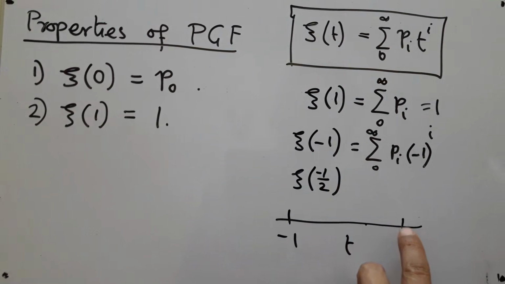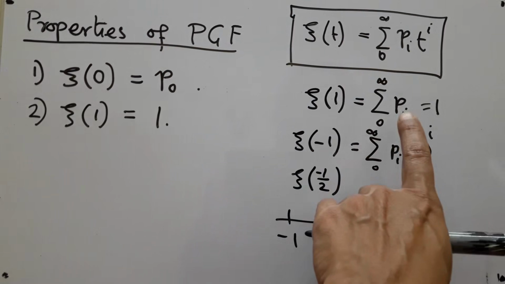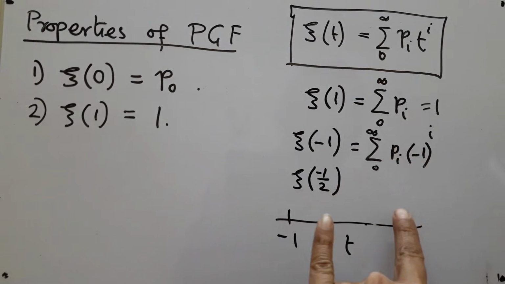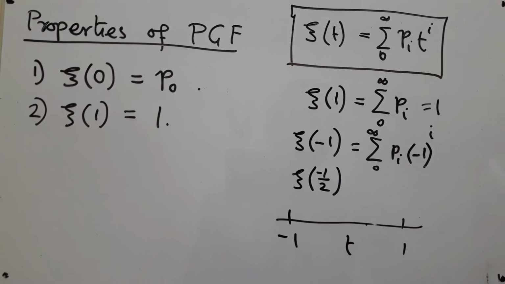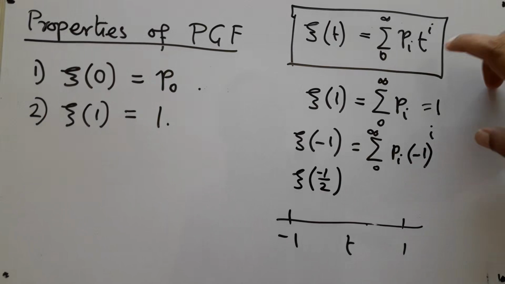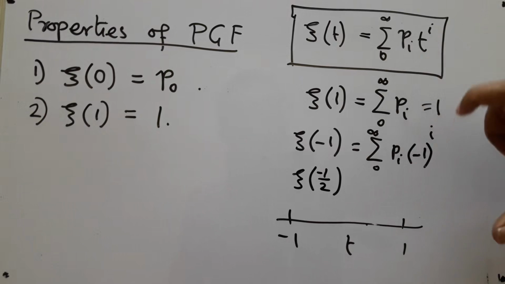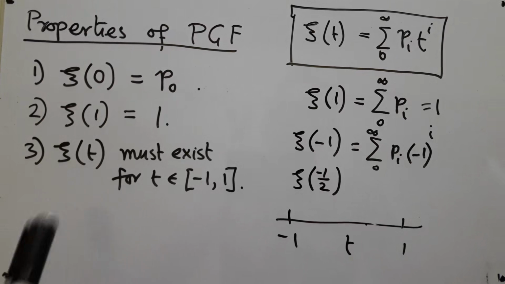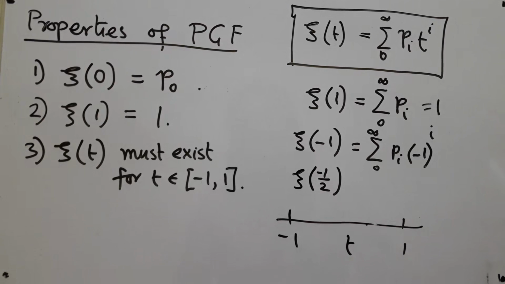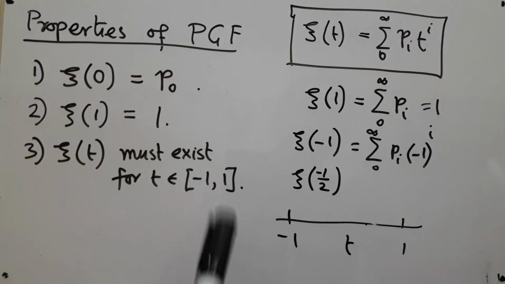Because the worst possibility is when I put 1, that is the largest thing, it converges for even that. So for anything which is smaller than that, we will also have convergence. Because if absolute value of t is between 0 and 1, then powers will become even smaller and smaller and smaller. So I have my third property. The PGF must exist or must converge for t in minus 1 to 1.